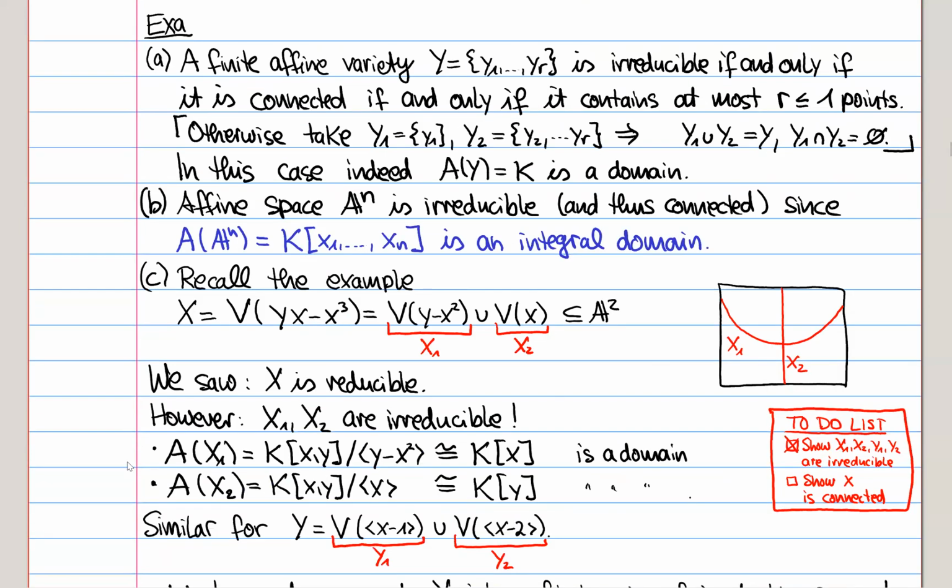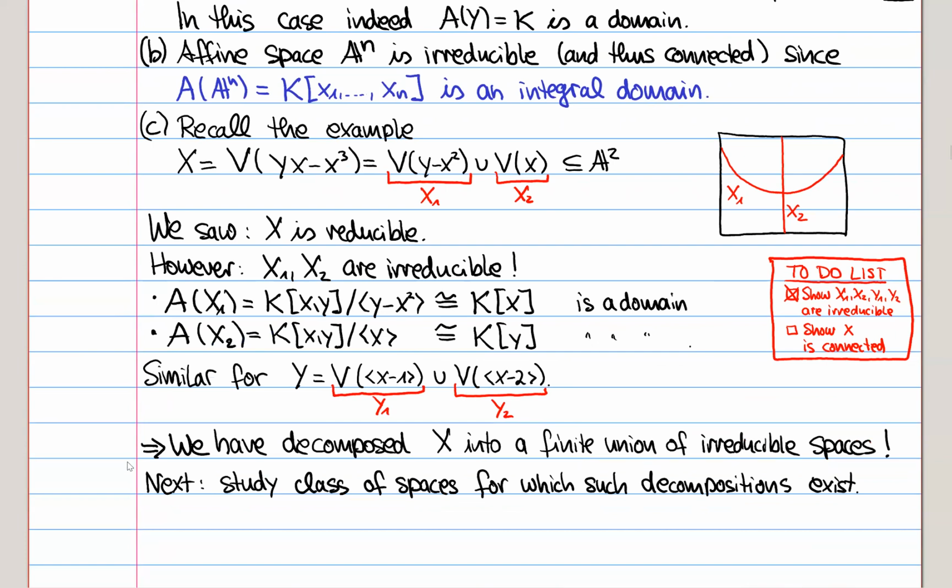And then finally, something of our running example. So we had seen this example of X, which was the vanishing locus of this polynomial in two variables, and we could decompose it like this. This was the real picture of this. And this decomposition told us already that X is a reducible space. And now what we can observe is that this can no longer be further decomposed. This X_1 is not the union of X_10 and X_11. So indeed, this X_1 and X_2 are irreducible.